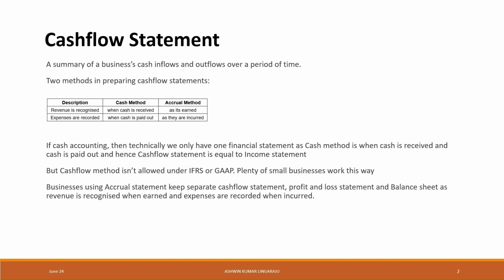In cash accounting, technically we will only have one financial statement, as the cash method is when cash is received and cash is paid out, and hence it is equivalent to the income statement. But since it is only for small businesses, as we discussed as part of income statements, it is not allowed under IFRS or GAAP procedures. Coming to the accrual method, we require a separate cash flow statement, profit and loss statement, and balance sheet, as revenue is recognized when earned and expenses are recorded when incurred. We will know in detail what each of these means in the upcoming slides.